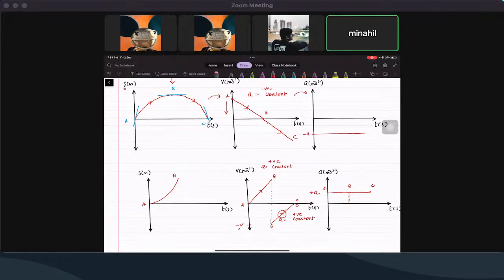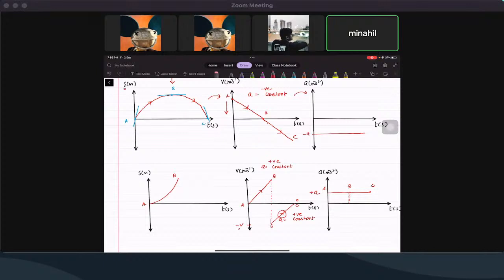Like in vectors, we only look at the magnitude, right? Not the sign. Signs are for direction. So if I rephrase my question, can you please tell me what is happening to the magnitude of velocity? Is it increasing or decreasing? Decreasing. Okay. So the velocity is decreasing, and in what direction? In the negative direction? Is the negative decreasing or the positive decreasing?